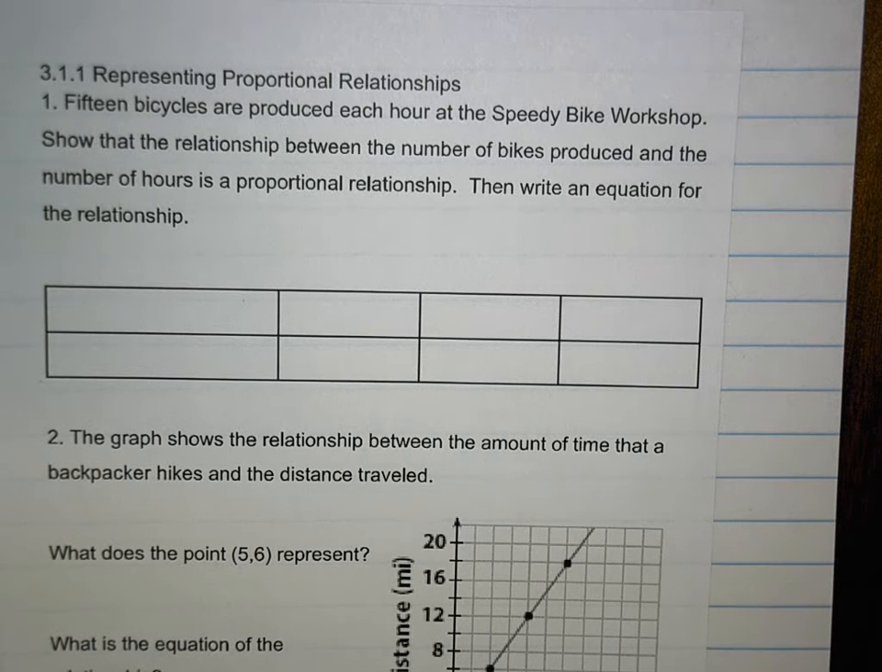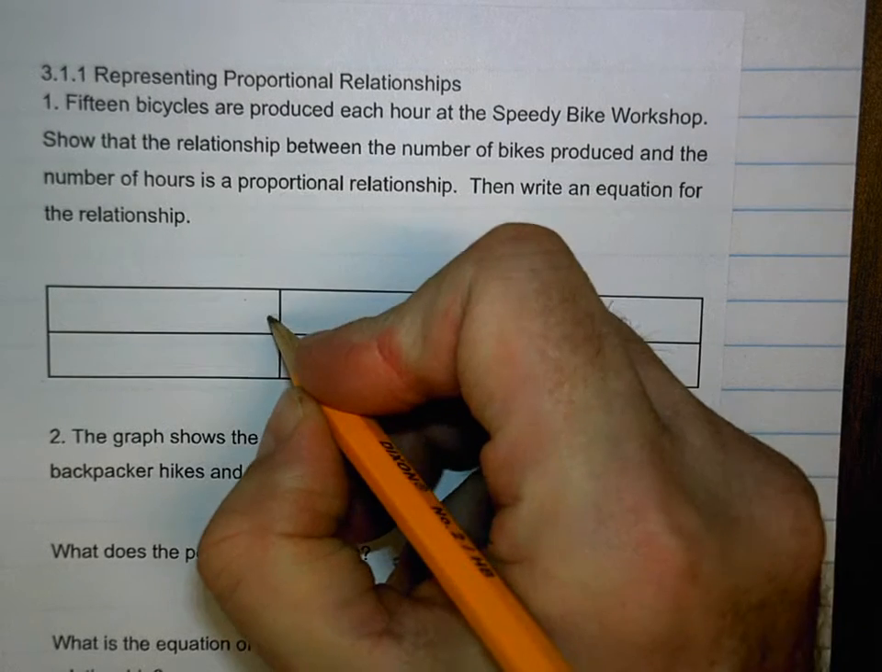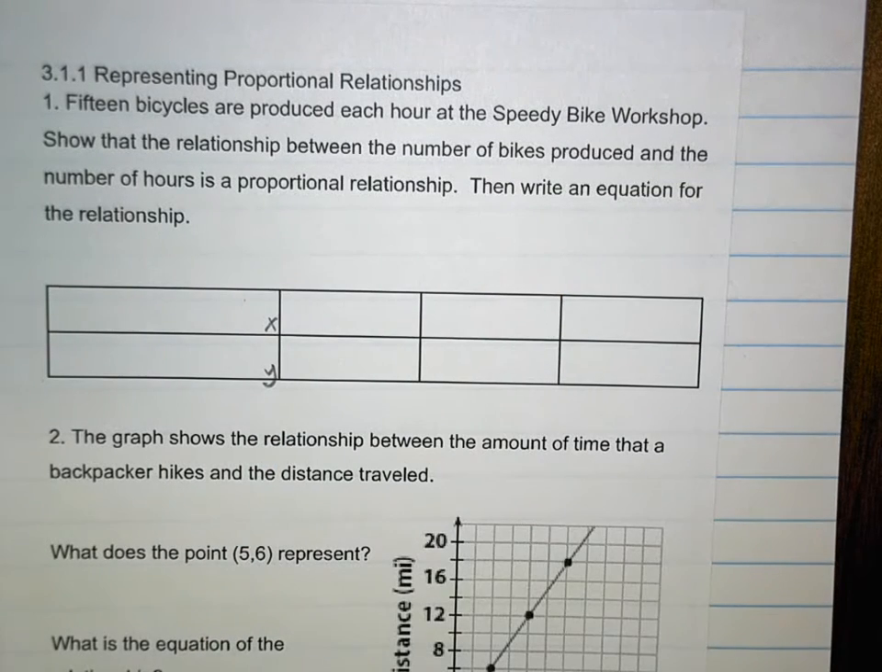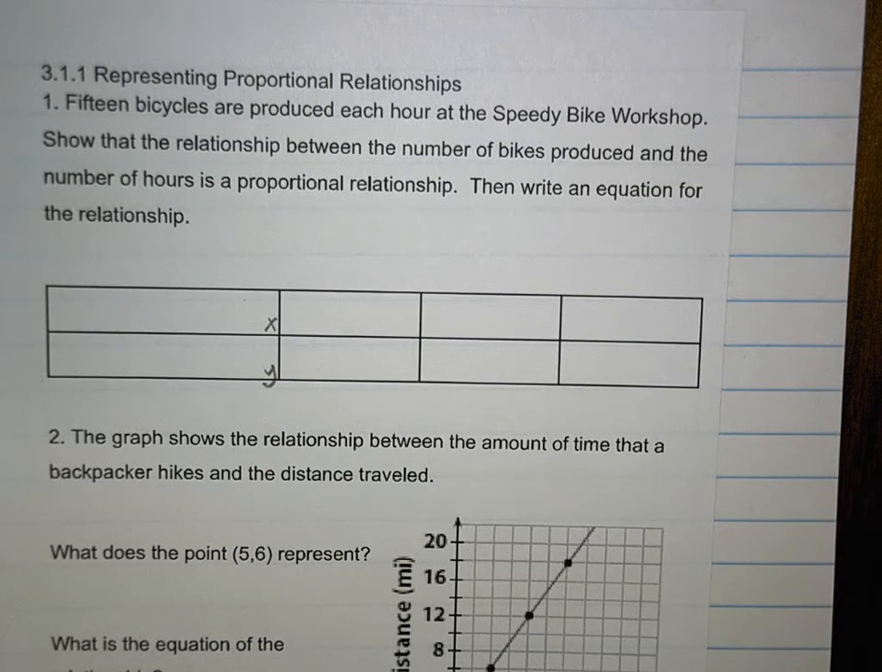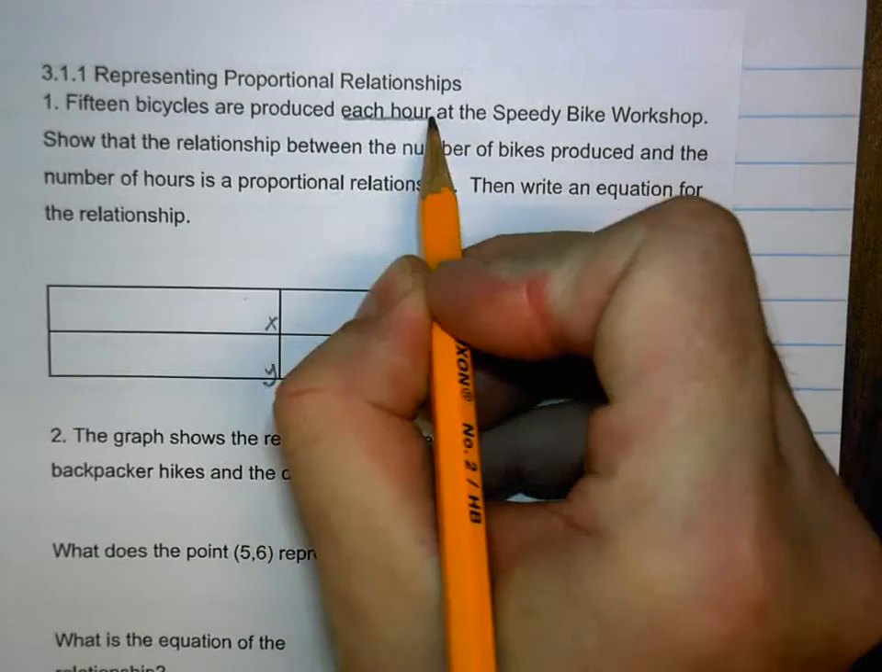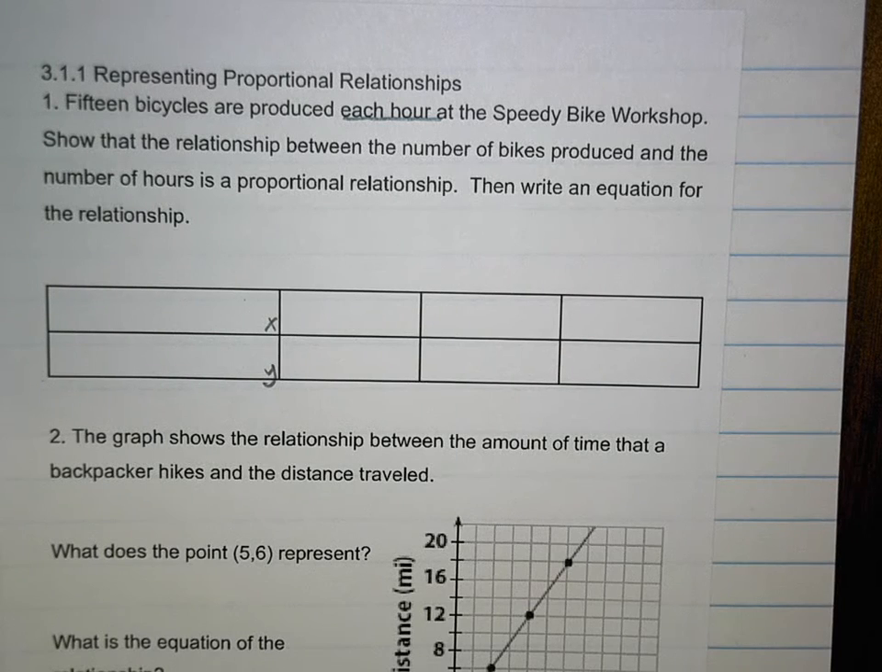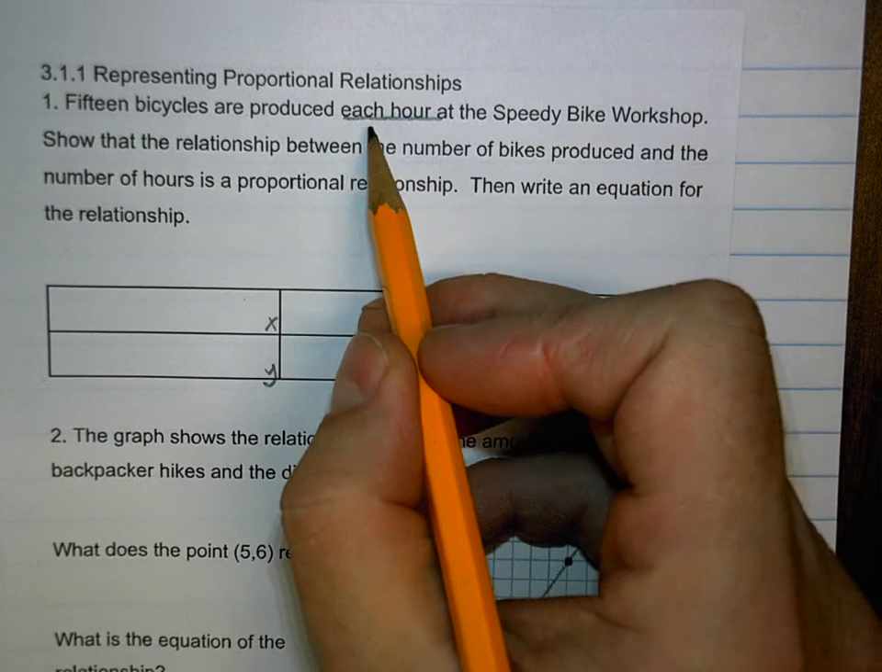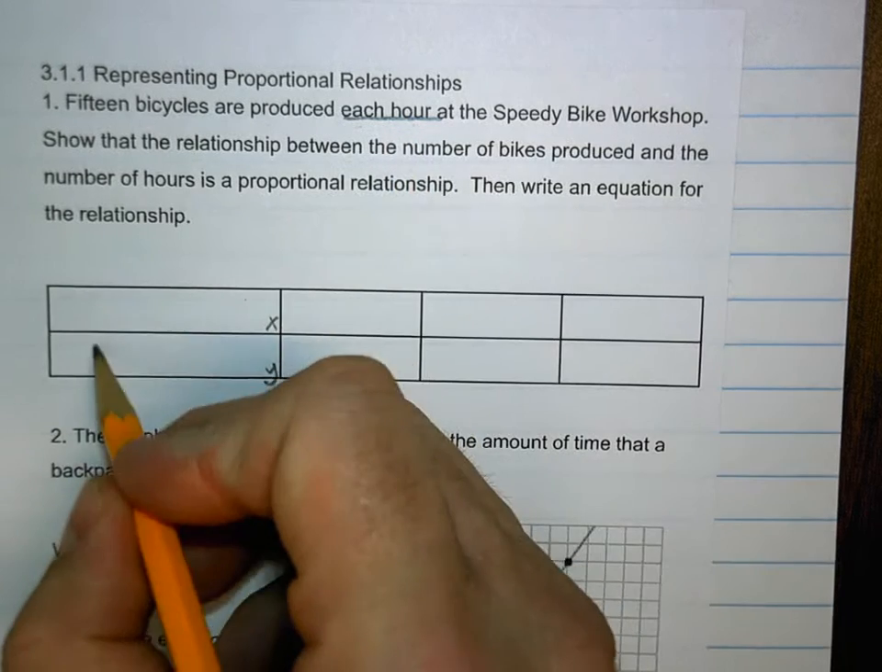All right. When we make a table, the top row is always X. In fact, one of those things you can do in this lower right-hand corner is always put in X, comma, Y. No matter what they write in their table, X, comma, Y will get it. Look for the word per, the word each. They will tell you which one is the X. So 15 bicycles are produced each hour. Well, each is one of those words we're really looking for. Each hour. So what is Y? Hours.